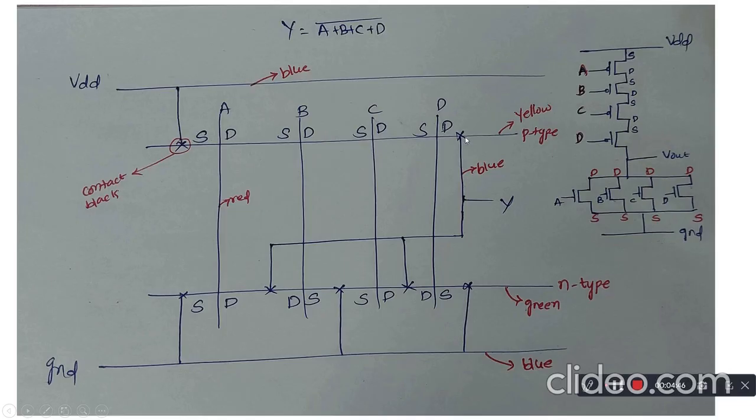As there is a contact between the 2 layers, we write it as a contact. That is the cross mark, which is written in black color. Okay. Next, this is how we write the P type representation.